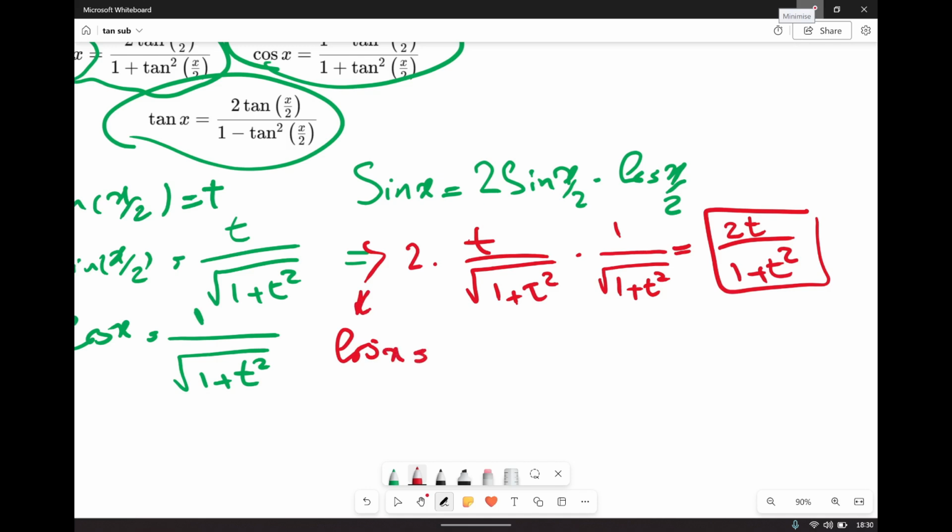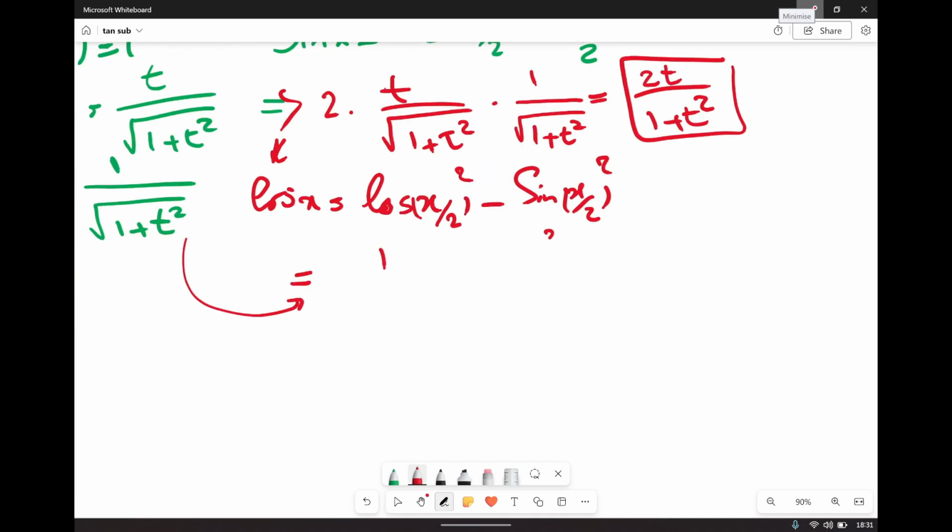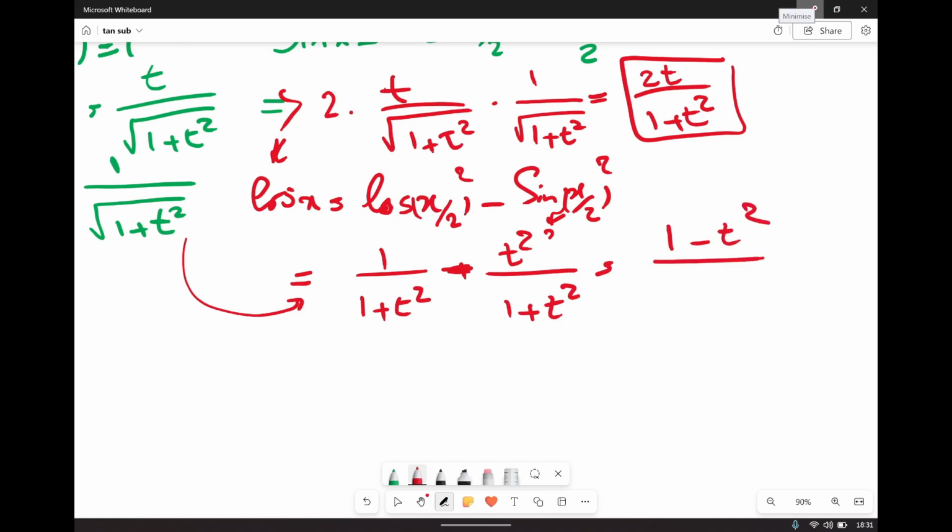Cosine x is cosine x over 2 to the power 2 minus sine x over 2 to the power 2, and if we substitute in here, 1 over 1 plus t squared minus t squared over 1 plus t squared, the answer is 1 minus t squared divided by 1 plus t squared.